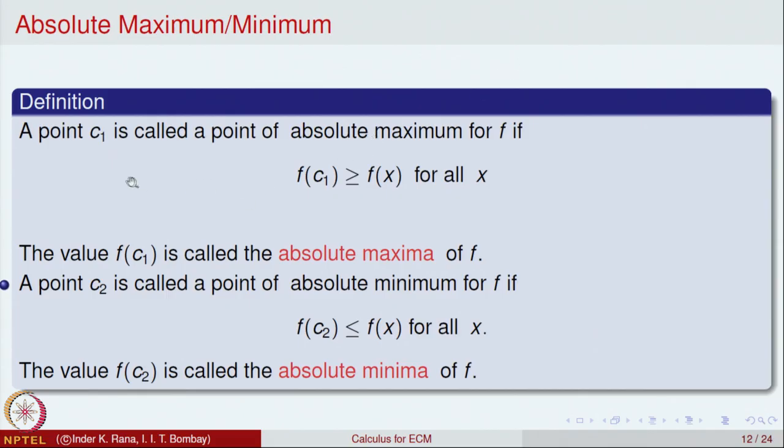So, let us define: a point C1 is called a point of absolute maximum for a function.